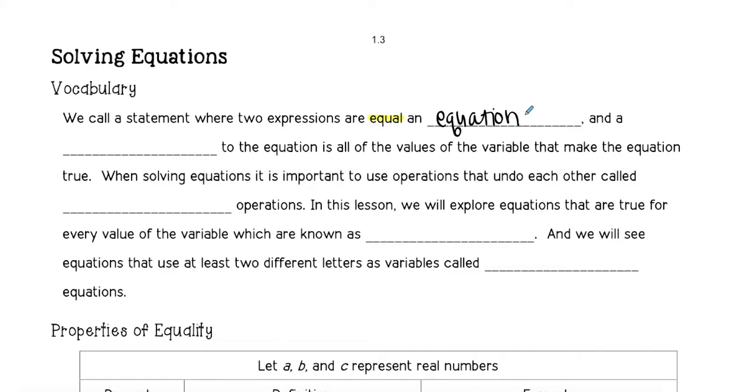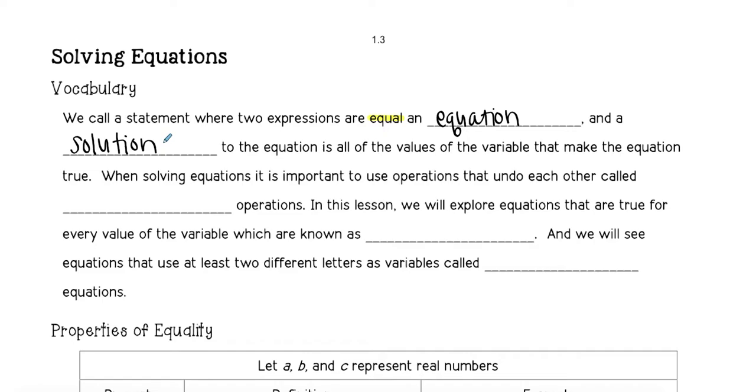Okay, so an expression is something that has terms and variables, but there's no equal sign. So an expression, no equal sign. Equation has an equal sign. Okay, and a solution to the equation is all of the values of the variable that make the equation true.